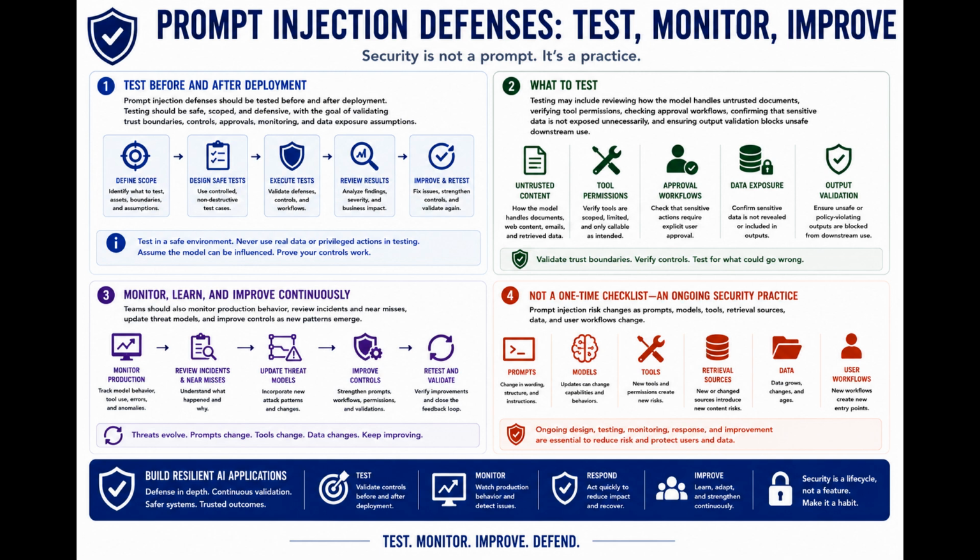Teams should also monitor production behavior, review incidents and near misses, update threat models, and improve controls as new patterns emerge. Prompt injection risk changes as prompts, models, tools, retrieval sources, data, and user workflows change. Prompt injection is not a one-time checklist item. It is an ongoing AI application security concern that requires design, testing, monitoring, response, and continuous improvement.